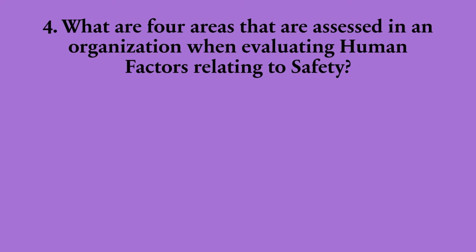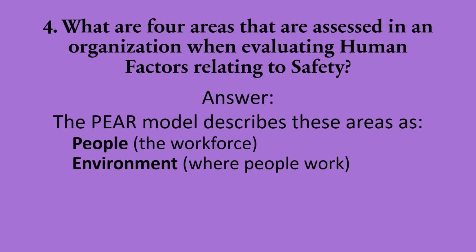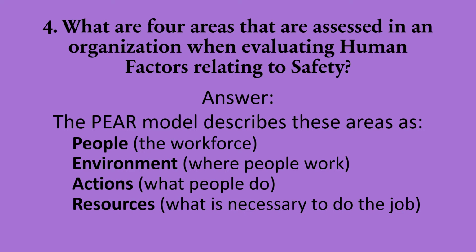Question number 4. What are 4 areas that are assessed in an organization when evaluating human factors relating to safety? The 4 areas that are assessed when evaluating human factors relating to safety can be described within the PAIR model. The PAIR model is another acronym. P relates to the people or the workforce. E represents the environment where the people work. A are the actions, what the people do. And R is the resources, what is necessary in order to do the job.